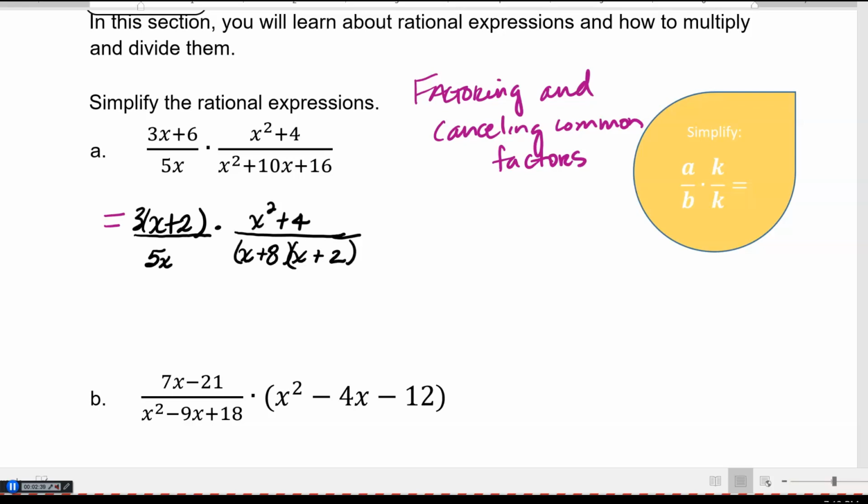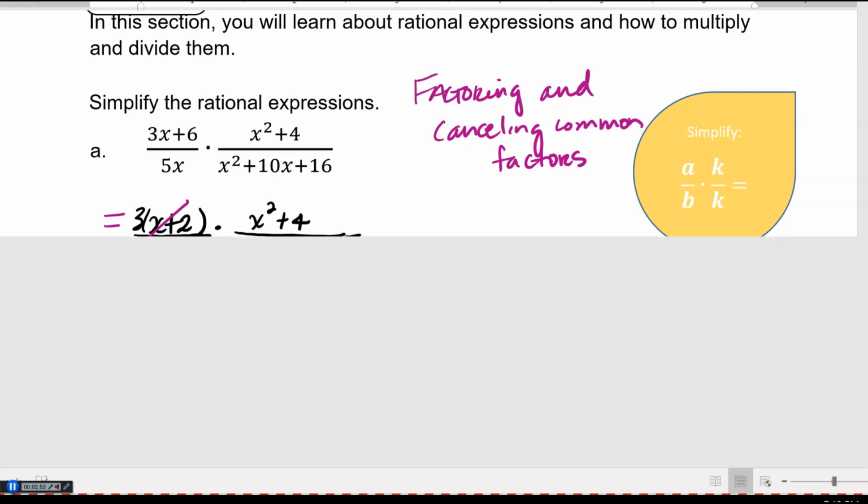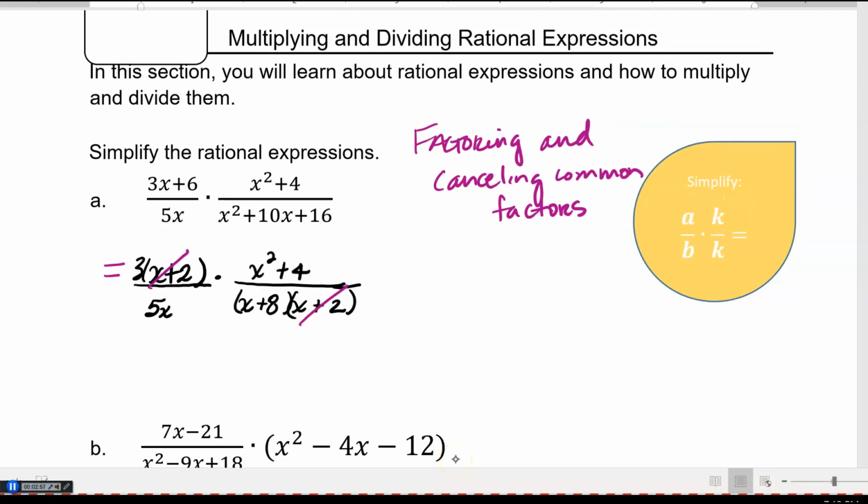Now, always check your answer by multiplying, distributing, or foiling, to make sure that you factored correctly. Now I see that the x plus 2's cancel. Nothing else actually cancels here. So what you're going to do now is just write down what's remaining. And your final answer would be 3 times x squared plus 4, because that's what we have in the numerator, divided by 5x times x plus 8. That is the final answer for this problem.